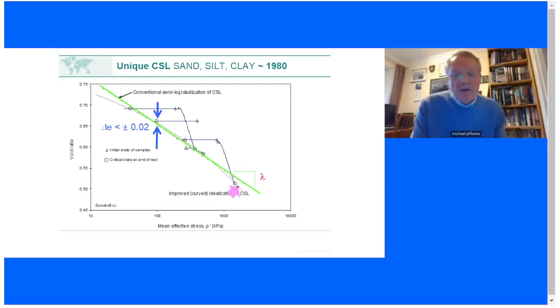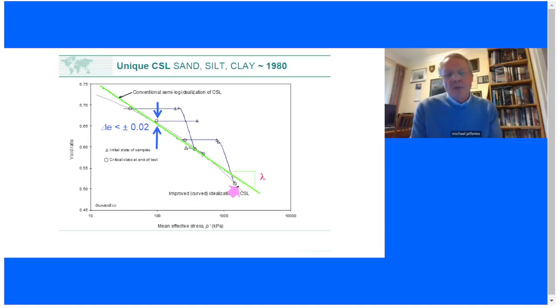Generally, the semi-log line, this green line, is an okay fit, but it's not necessarily the best fit for every soil. So it's become very popular these days to use a power law relationship for the CSL, and that's what I'm highlighting with that pink arrow. You can see the guys who did this testing have drawn what looks curved, like a semi-log thing. It's actually a power law. They've drawn that as an improved fit.